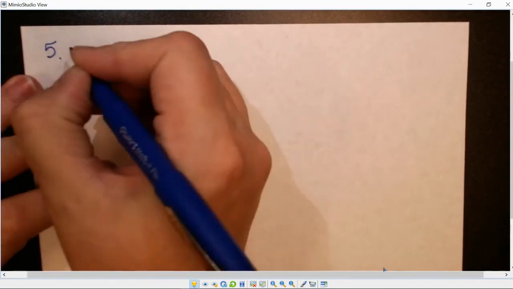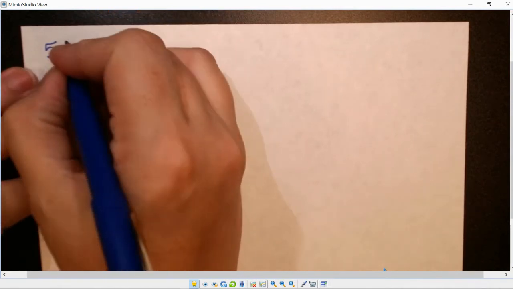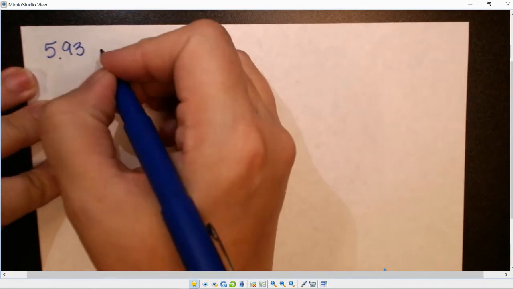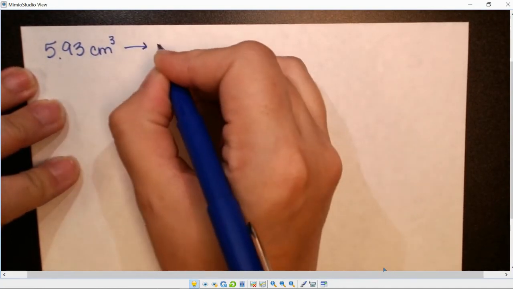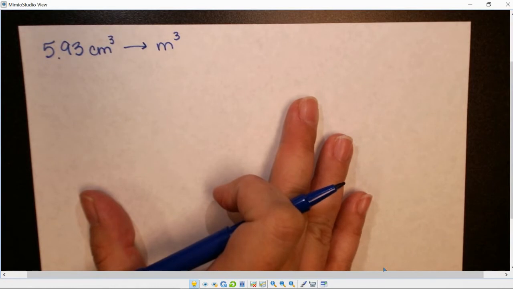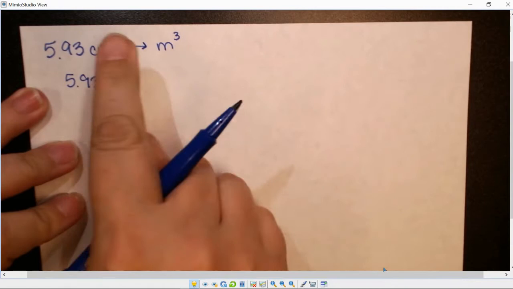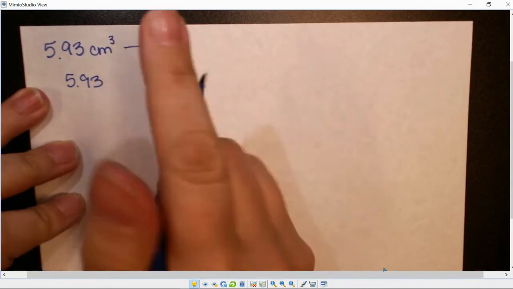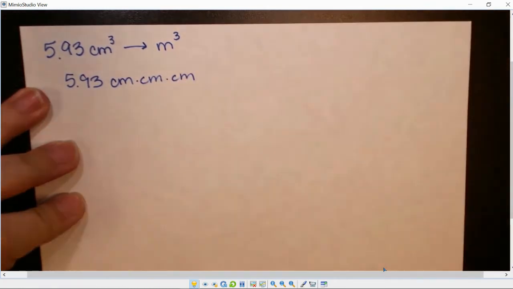So the first one I want to do is 5.93 centimeters cubed. We're going to convert that to meters cubed. Anytime you have a unit that has a power, I like to think of it like this. That's what that means, the unit to the power.